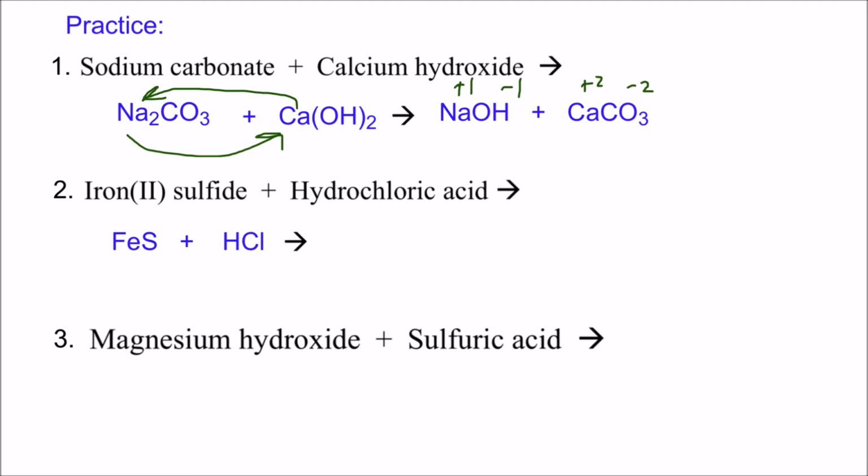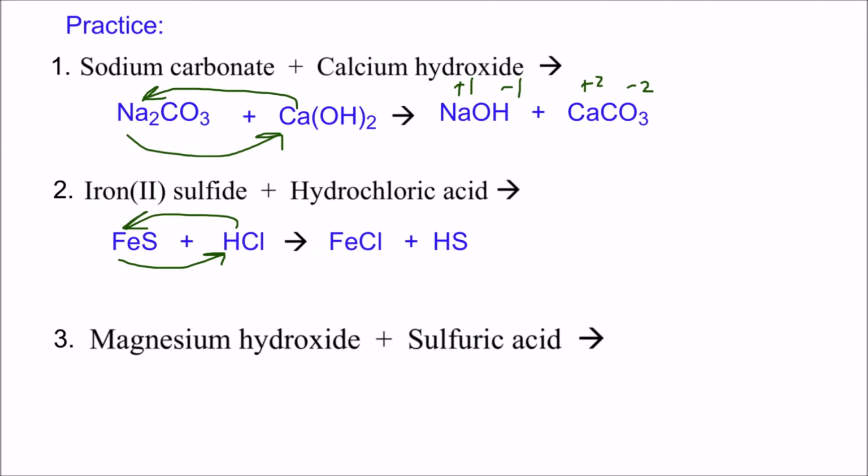Now we'll do the double displacement. So the iron is going to displace the hydrogen. They're going to switch spots with each other. So the iron will be paired up with the chlorine, and the hydrogen will be paired up with the sulfur. Okay, so we end up with something that looks like this. The iron's paired up with the chlorine, the hydrogen's paired up with sulfur.